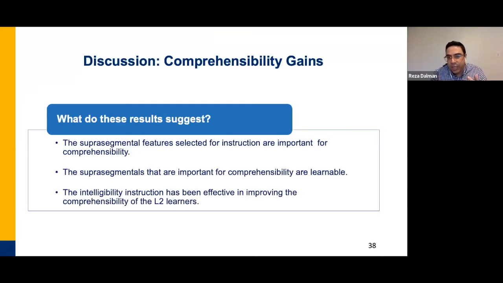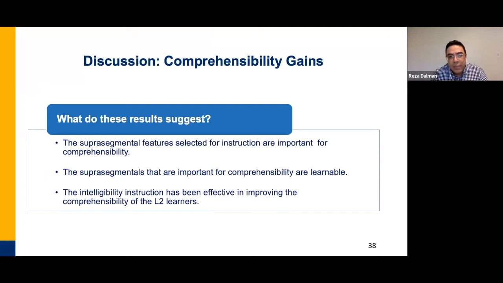What do these findings suggest? One, the suprasegmental features which were selected for instruction in this study are important for comprehensibility, because as a result of instruction, the comprehensibility of the L2 learners in the intelligibility group significantly improved from the pre to post test.